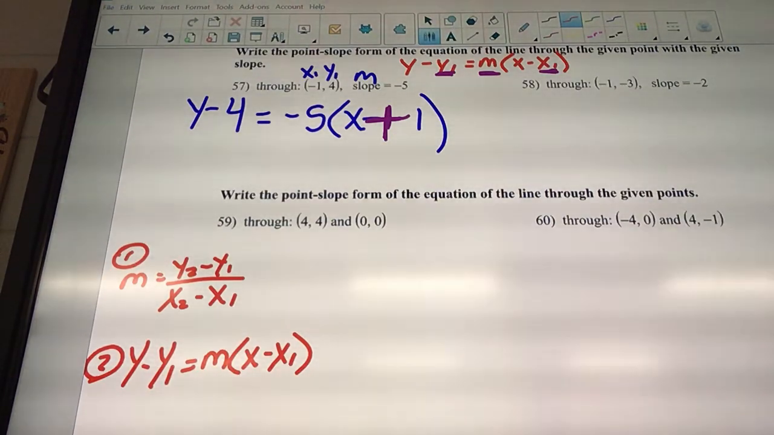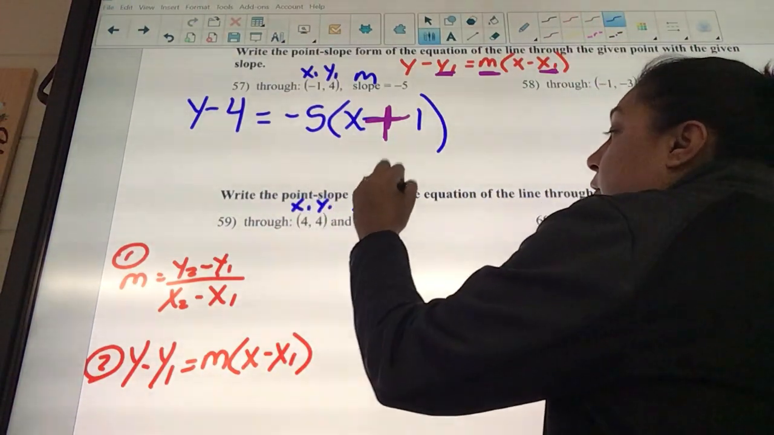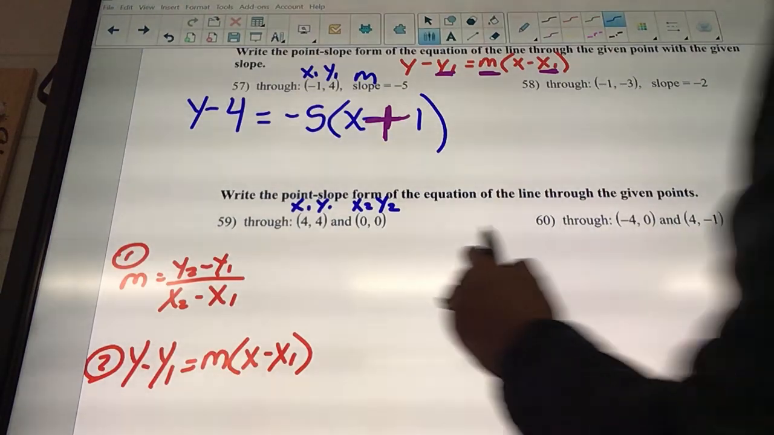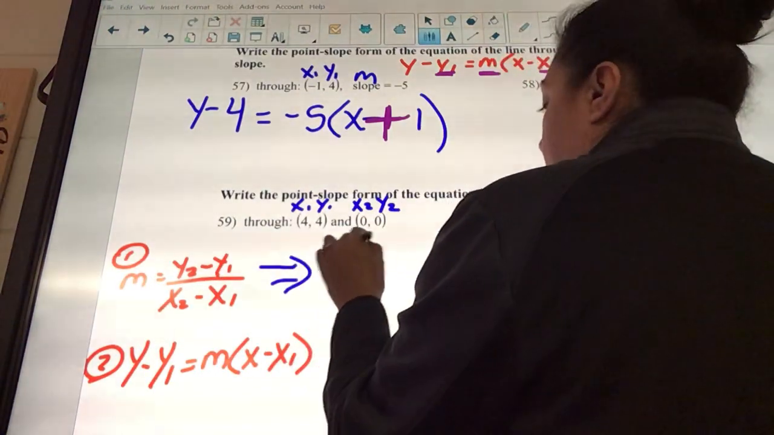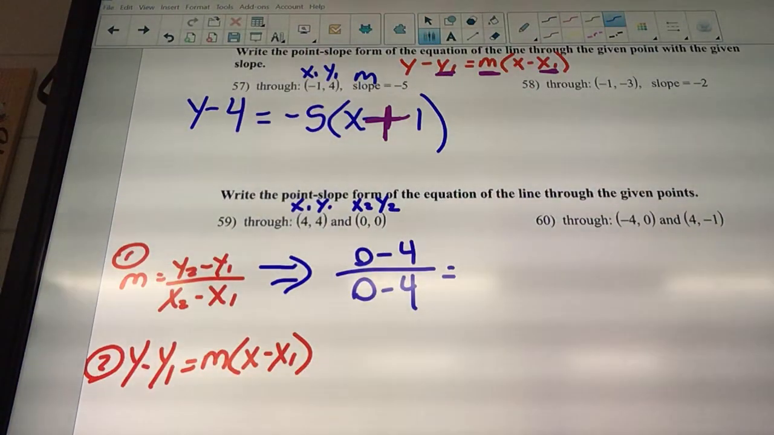Okay, and the steps go in those exact same steps with those exact same formulas. It's just a matter of labeling these as x1, y1, x2, y2. What is my y2? What did I label y2 as? 0 minus y1, 4, over x2. It's also 0 minus 4. And so you're going to plug that in your calculator and see what you get.